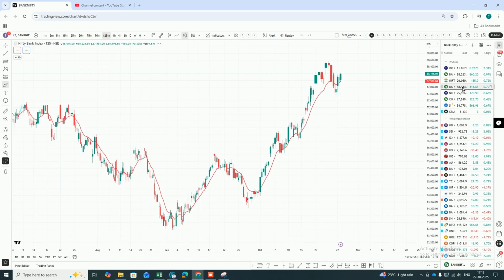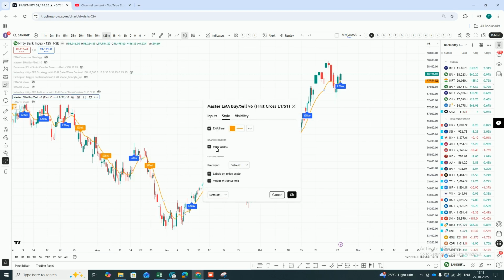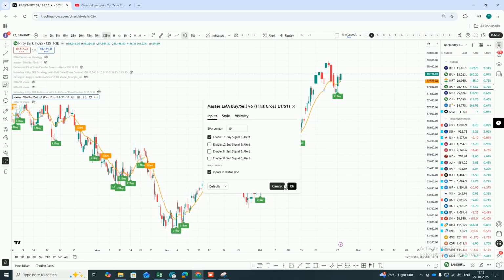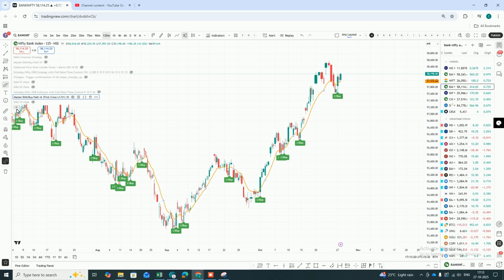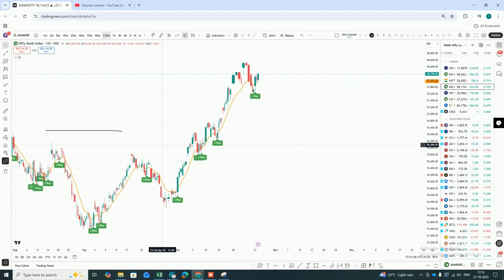Random chart. Let's take an example of bank nifty. Okay, so here it is bank nifty. So this is the 10 EMA which is already applied, but I have created an indicator for this so that you will know how to trade S2 sell. Let me go here into inputs. I will enable only L1 buy, and let's see what is L1 buy.